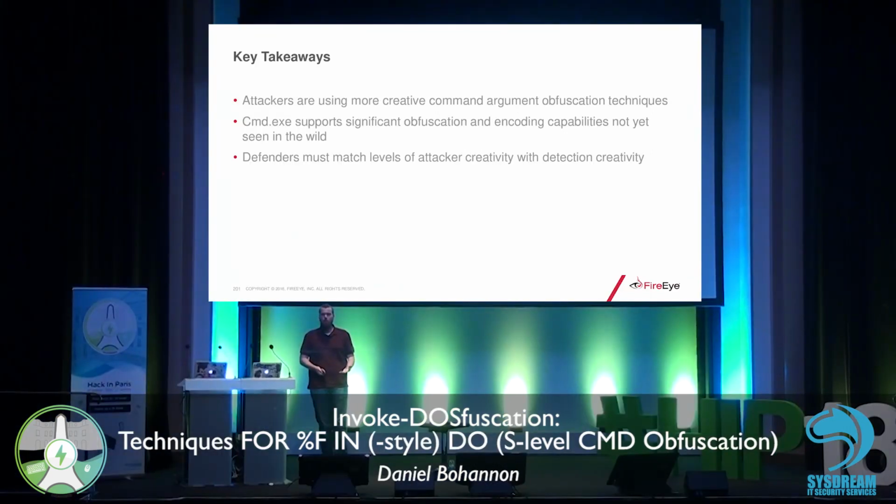So the main takeaways: attackers love obfuscating stuff. It's cheap, it's effective. I don't see it going away anytime soon. cmd.exe has a lot of new tricks that have actually been around forever that you can put together and do some really crazy stuff with. And we as defenders have to match the level of creativity that attackers go through. If they're doing really tasteful obfuscation, then why can't we also do tasteful detection? By no means am I saying it's easy, because it's not, and that's why we all have jobs.